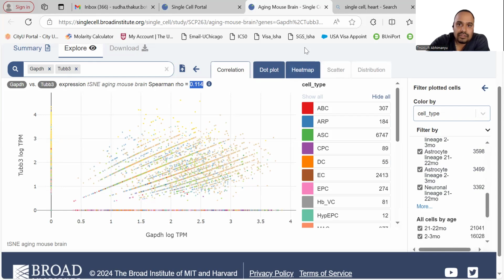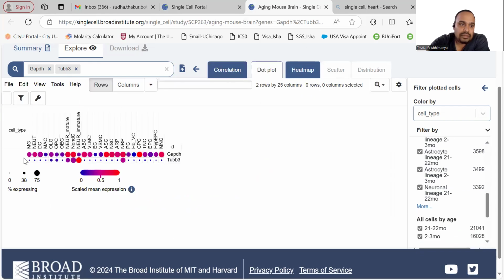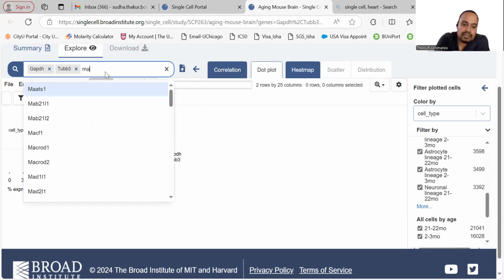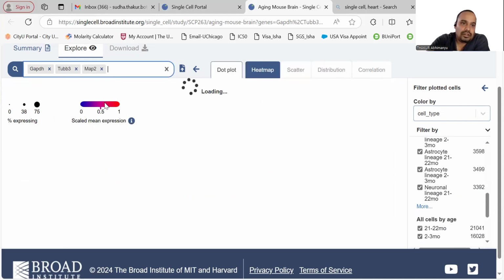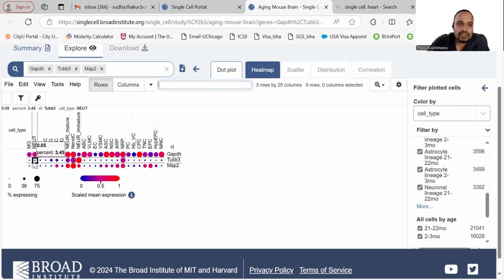And again, if you want to see the dot plot, for example, a multiple cell type specific dot plot, you can examine multiple genes, for example, let me see, Map2. Map2 is one of the markers for the protein which is widely found in hippocampal neuron cells. You can easily find that these neuron cells have high expression. The red color shows the highest expression, and the blue color shows zero expression. So this is like a spectrum, and you can even check the heat map.